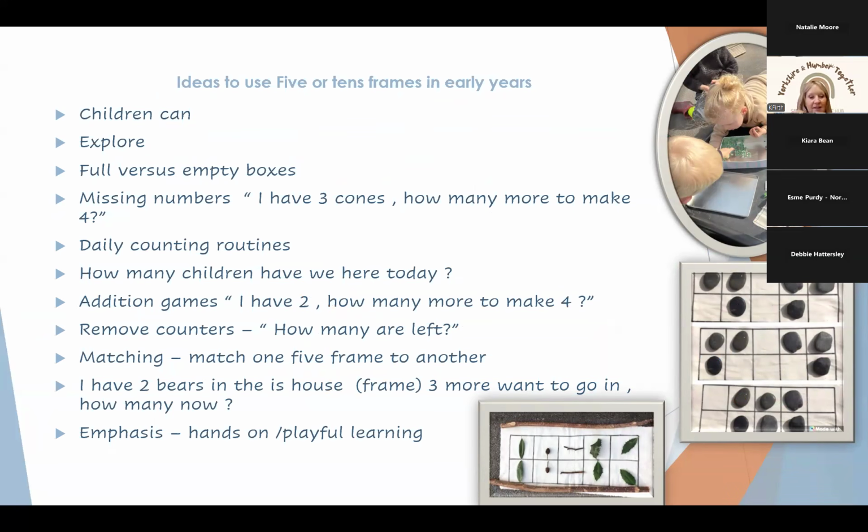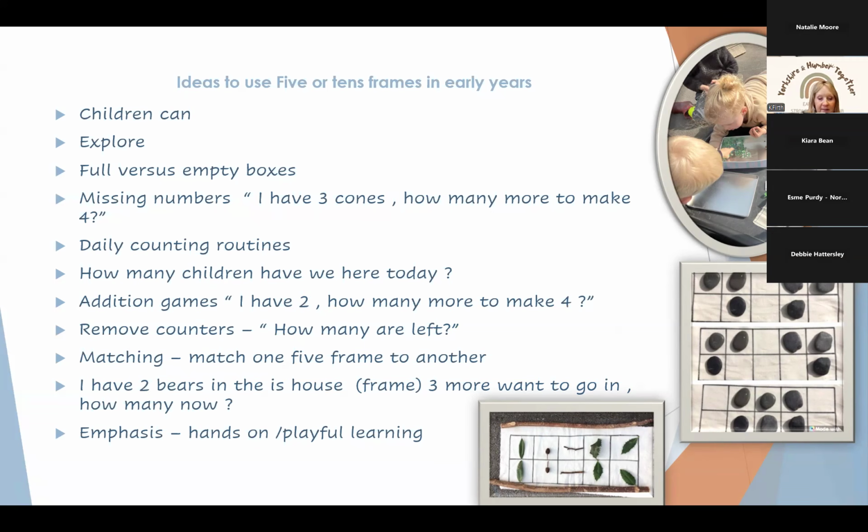Some ideas to use 5 frames or 10 frames in early years. Children can explore, again, full versus empty. The daily counting routines. How many children have we here today? If you've got a small class, or you could put a few frames together, you could put a stone in for each child that arrives. Addition games: I have two, how many more to make four? Removing counters, matching 1 to 5.